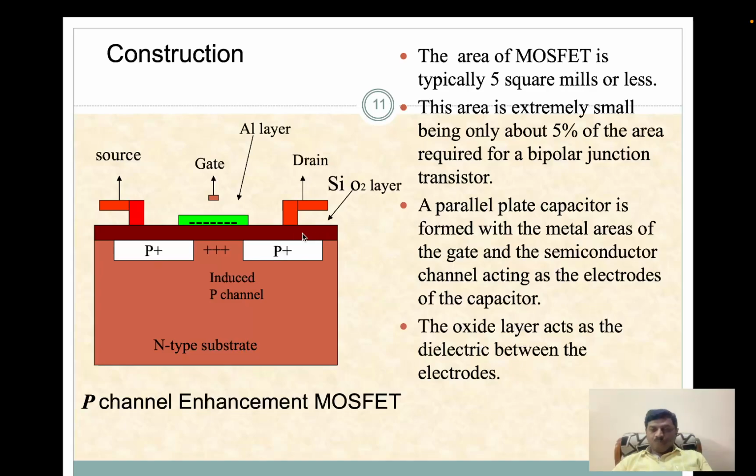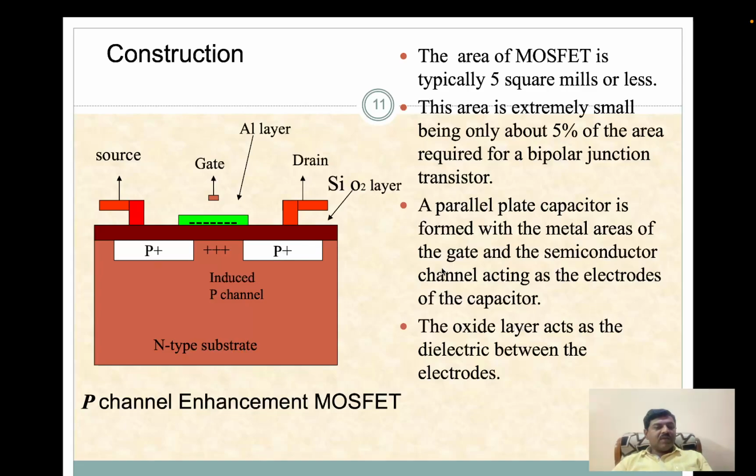Here this acts like a parallel plate capacitor. You know, a capacitor means two conducting plates separated by a dielectric. So here a parallel plate capacitor is formed with the metal area of the gate, and this is the gate, and this is the semiconductor area. And in between you have the insulated layer, which we call the dielectric. So that acts like a capacitor.